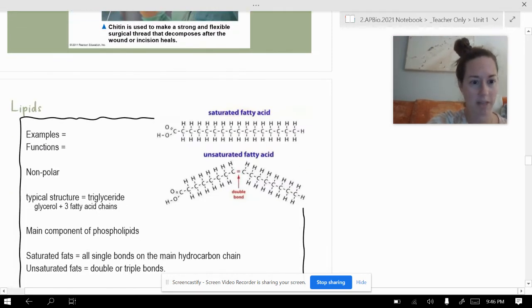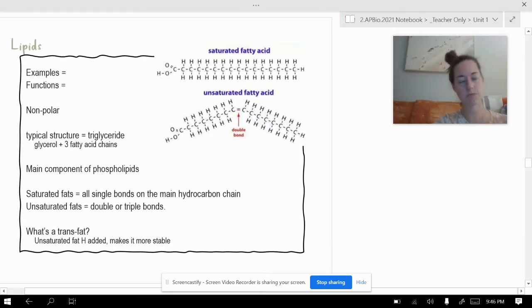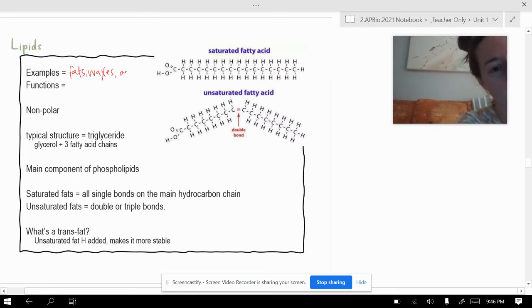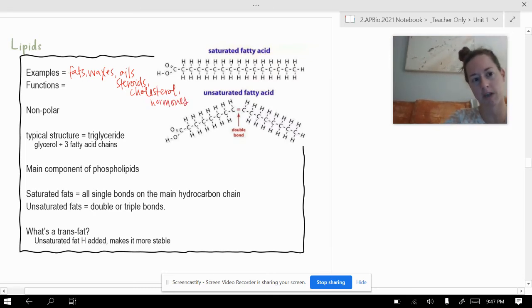Okay, let's talk about lipids. So lipids are fats. So in your examples, I'm going to put waxes, oils. Those are the ones that you eat, but they also are steroids, cholesterol, and some hormones. Not all hormones are lipids, but some of them are.